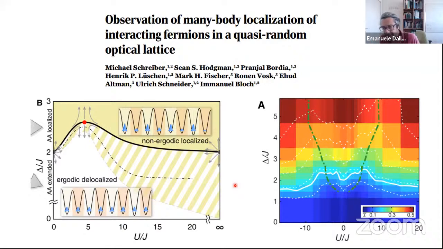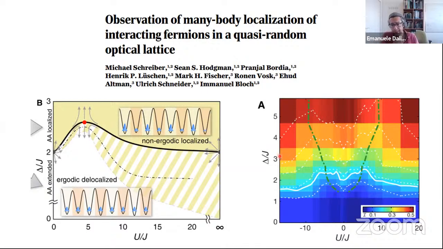Okay, so this is the last slide I would like to show you today. How do we read that? On the x-axis we have the interaction over the kinetic energy, so the x-axis here is the same as here. Now, what are the colors? The colors are this imbalance. Remember that small imbalance means delocalized, because if the imbalance is small, it means that the particles have run away. So blue is delocalized and red is localized, because there is large imbalance.